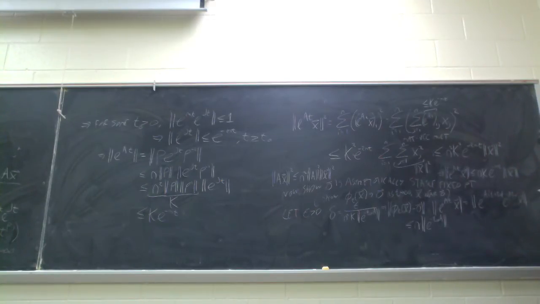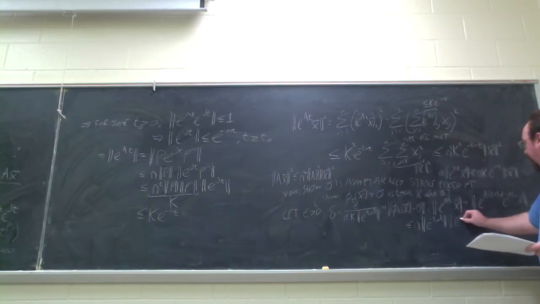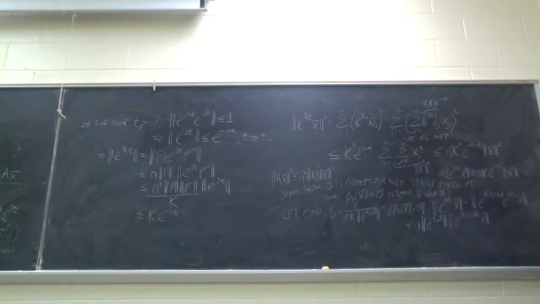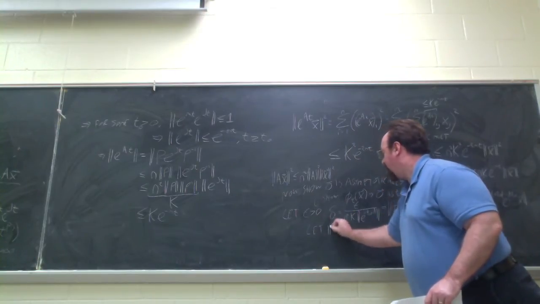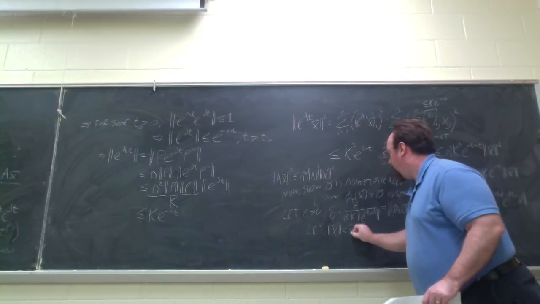Okay. And then I still have the rest of this here. t plus t naught times A times x. Now I'm going to assume that the norm of x is less than delta.